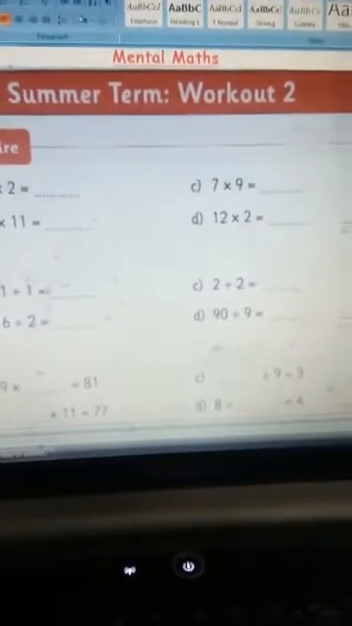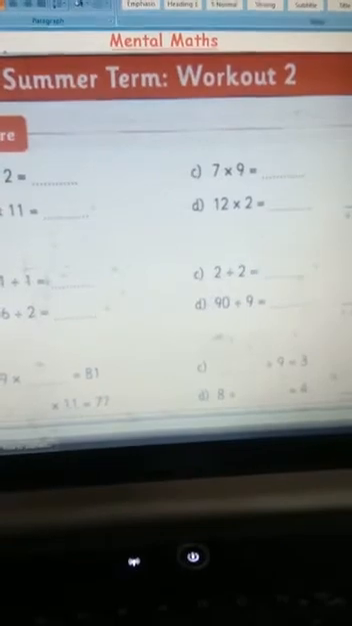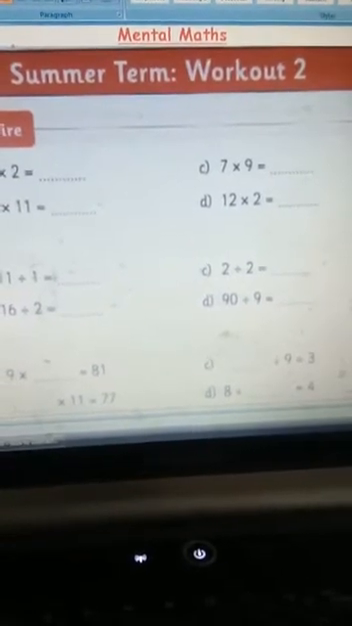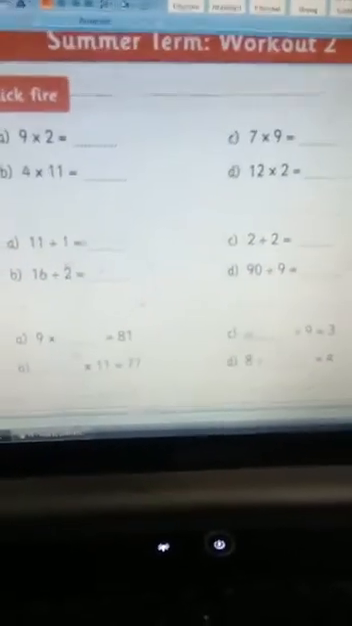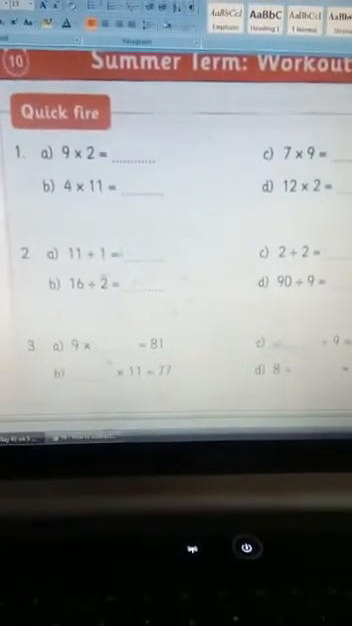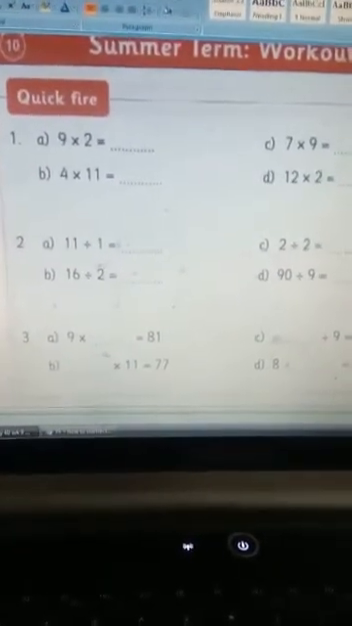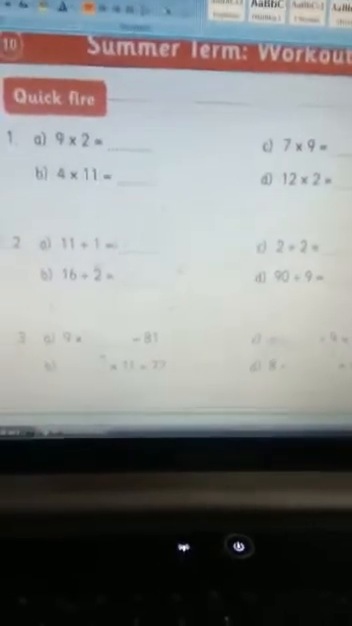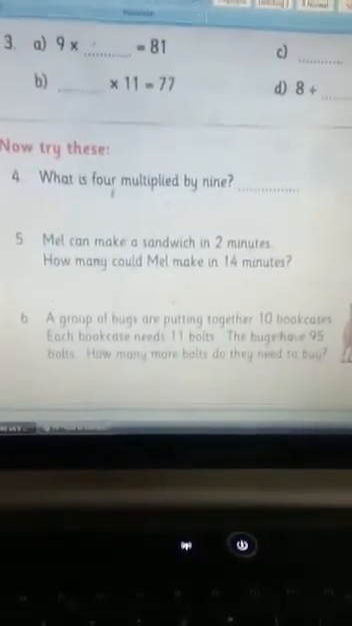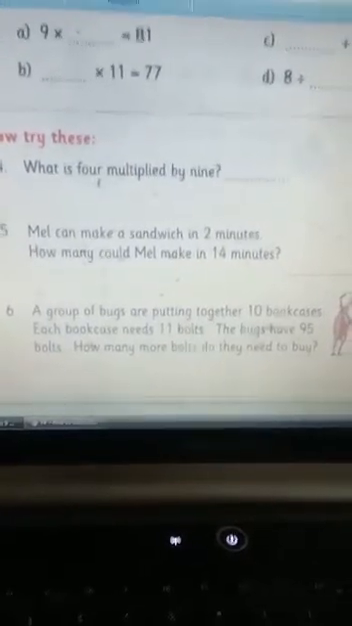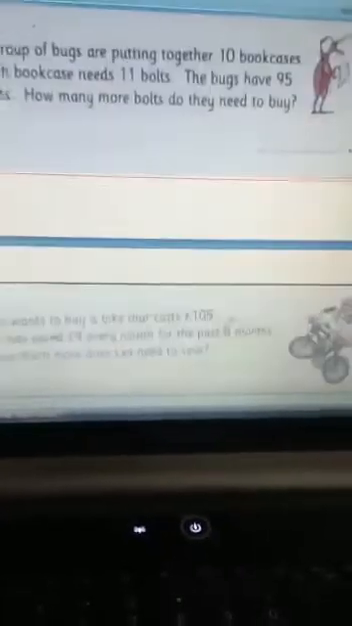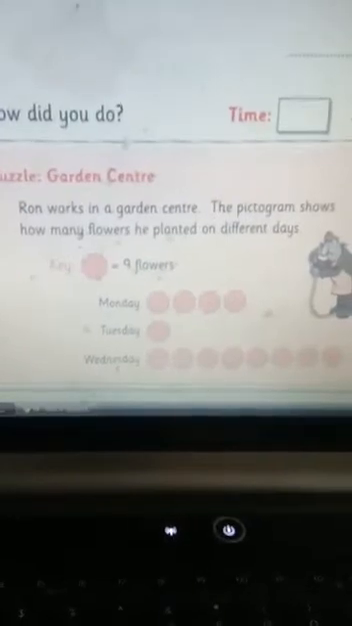We're starting off with the mental maths. We're going to do another one of those workouts that you completed on the Friday. This is workout 2, so if you can do this within 10 minutes, that would be fantastic. Starting off with some quick fire sums, then some worded questions, all to do with multiplication, and maybe some other operations. And then we've got a little puzzle about a garden centre.